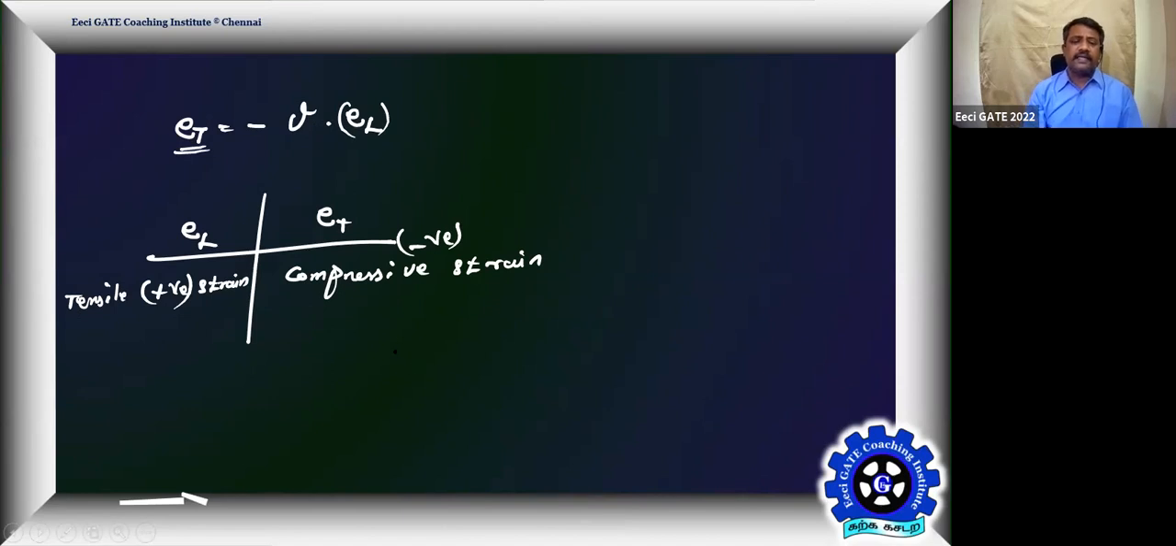ET is minus mu times your EL. But the magnitude of ET, the modulus of ET, will always be less than EL, because ET is negative. That's a fact. For example, with mu of 0.4, if EL is around 100 micrometer per meter, ET will be only 40 micrometer per meter in the transverse direction. Hope you're getting it?